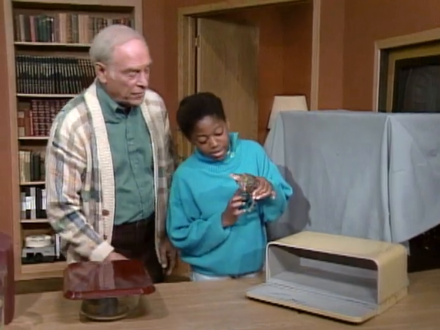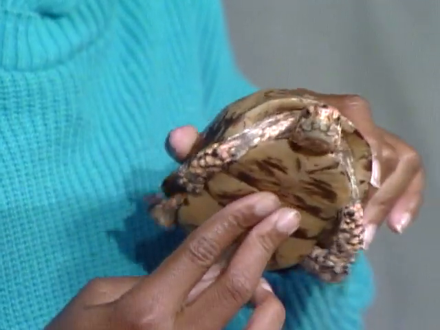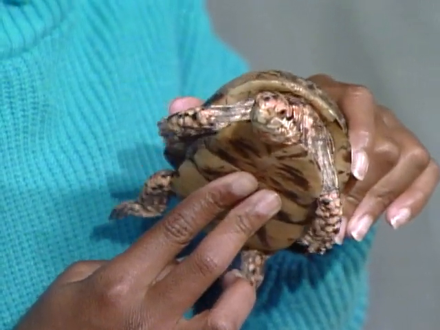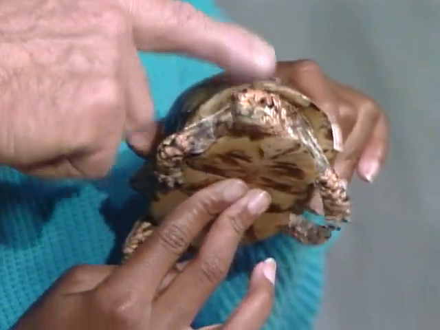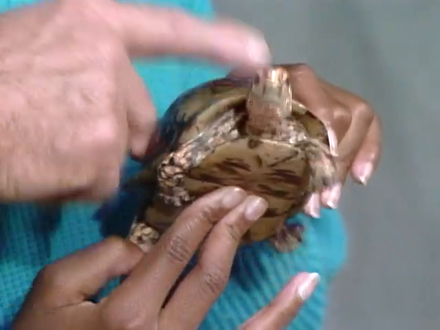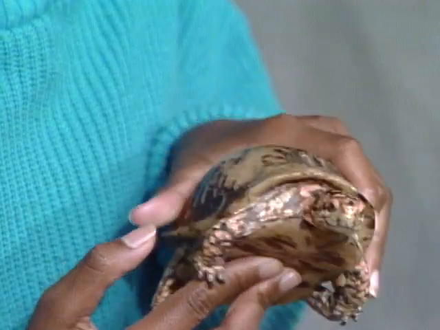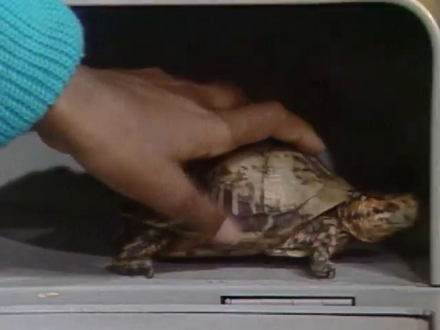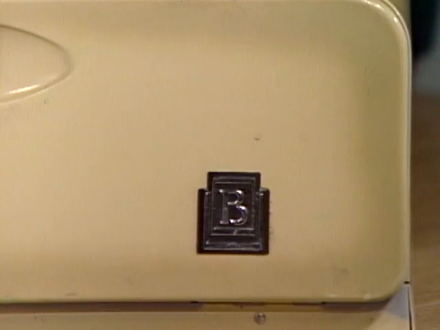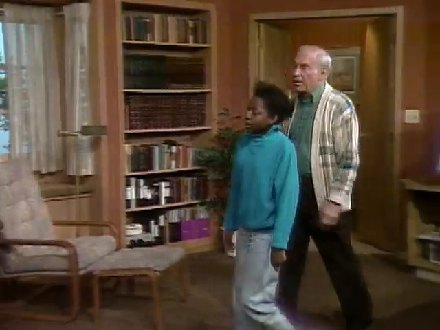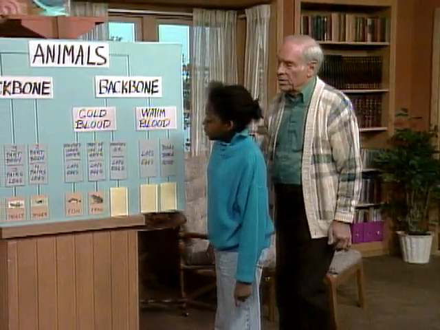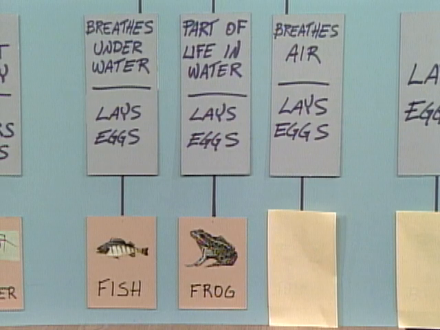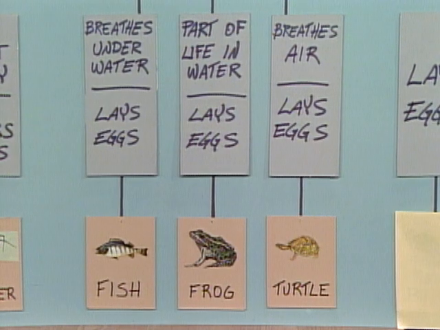What classification of animal is this? He's a reptile. Yeah. So it could have been a snake in there, right? Yeah, I'm glad it wasn't. Well, snakes are interesting animals too, just like turtles. Okay, so put it back in so he won't wander around the room. Okay. Backbone, cold blood, breathes air, and lays eggs. Okay, it's a turtle. Very good.